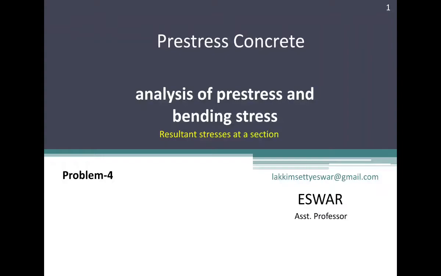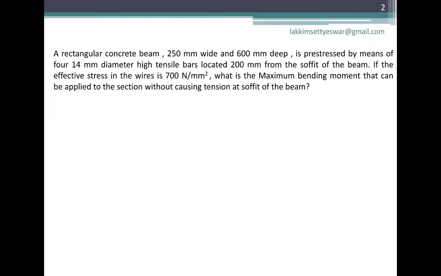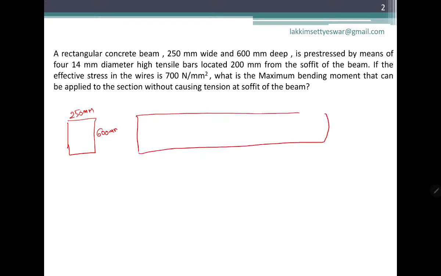Hello everyone, let's solve the problem number 4 in resultant stresses at a section. Let's read the question. A rectangular concrete beam 250 mm wide and 600 mm deep. So there is a rectangular cross section 250 mm wide and 600 mm deep. It is pre-stressed by means of 4 14 mm dia bars.